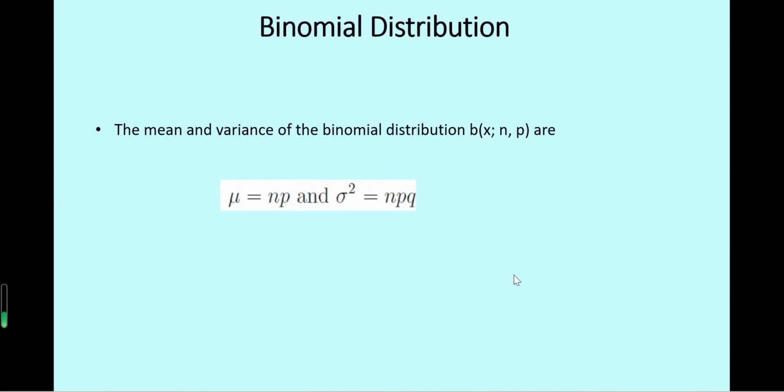And the mean of binomial distribution is np, and the variance sigma square of binomial distributions is npq, where q equals 1 minus p.